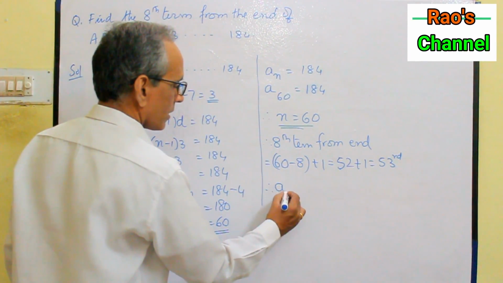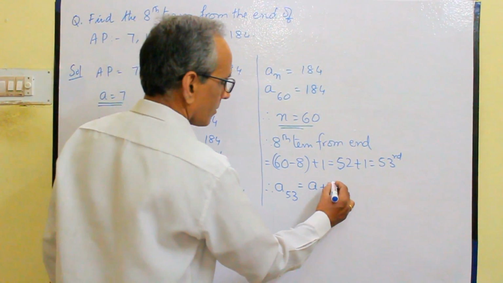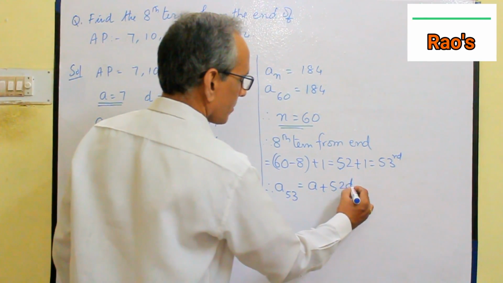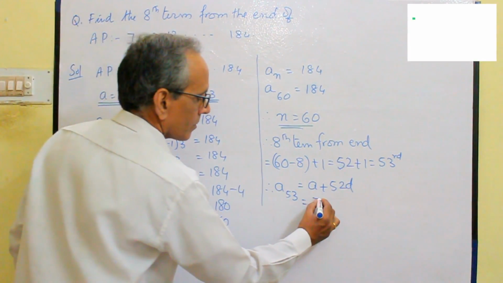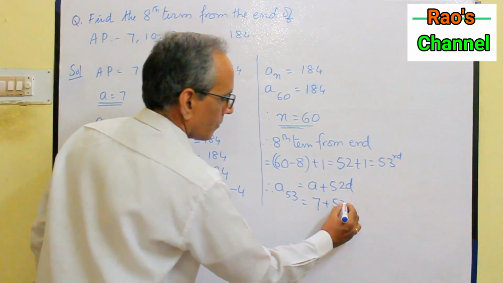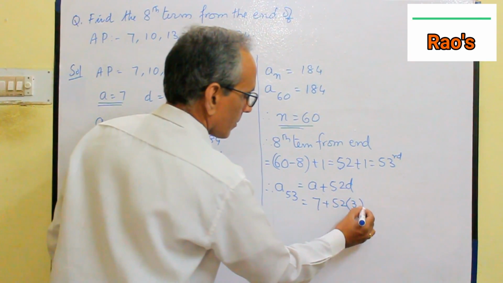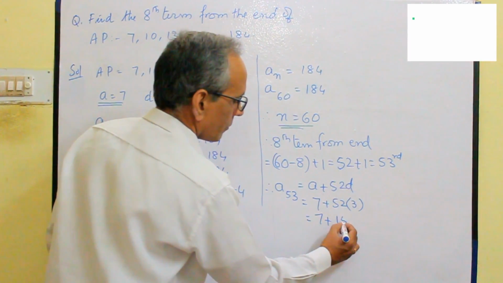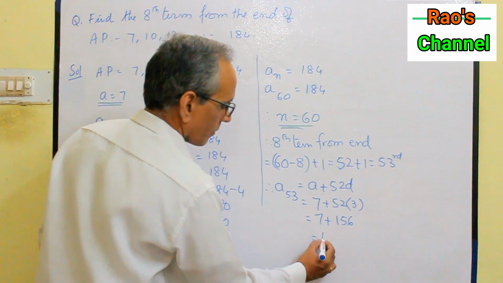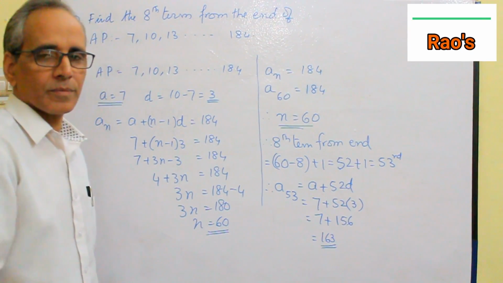Therefore term 53 is equal to A plus 52D. So A is 7 plus 52 times D, which is 3. That is equal to 7 plus 156, that is equal to 163, which is the eighth term from the end.